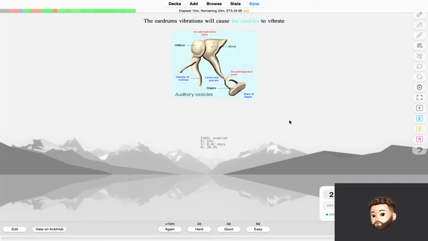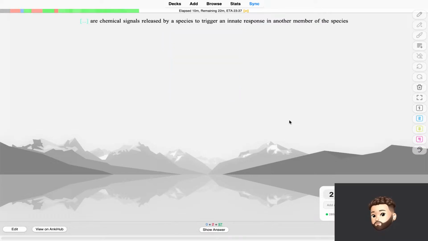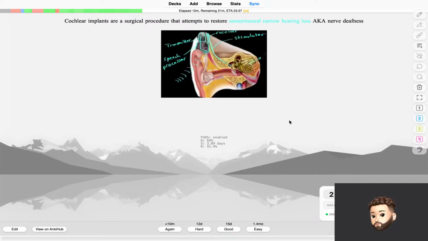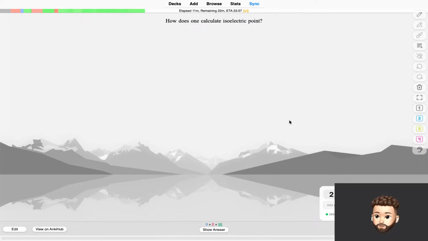Eardrums will cause the ossicles, sensory neural, narrow sensory neural hearing loss. Damn, I had it the right way. I don't know if I should give myself that. I'll be honest with you, I feel like I got it, and the test is multiple choice. I'm gonna give myself it.